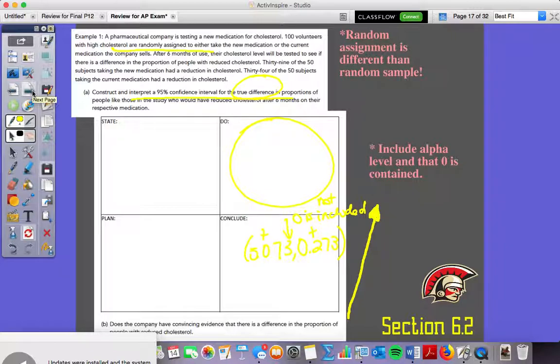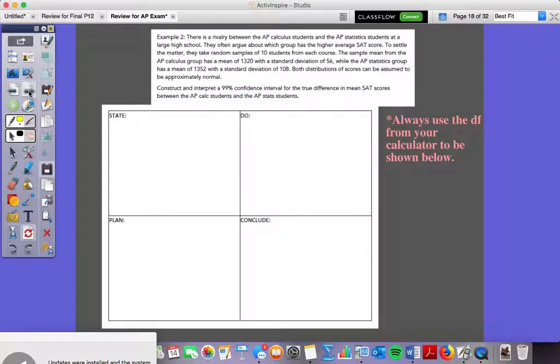If zero's included in the 95% interval, then you can't conclude? If 0 is included, that means we do not have convincing evidence that it's favored on one side or the other. Therefore, we do not have convincing evidence. Why is zero in there? Oh, no, this is a negative. Yeah. All right, this is just the same thing.